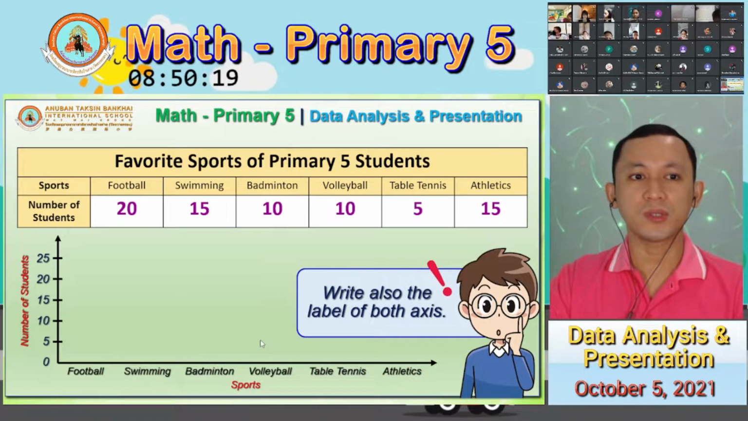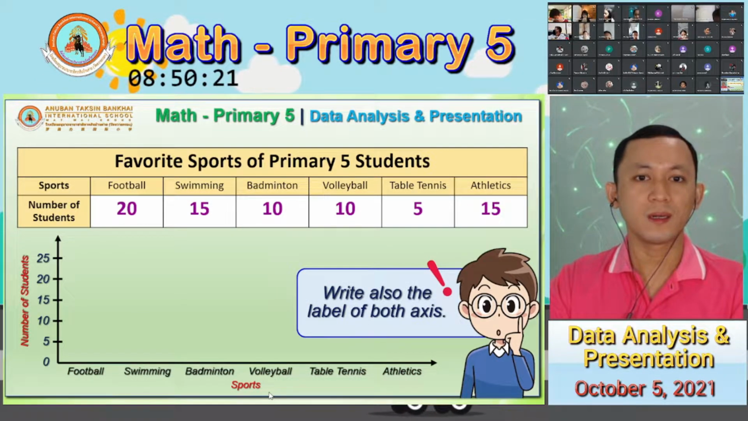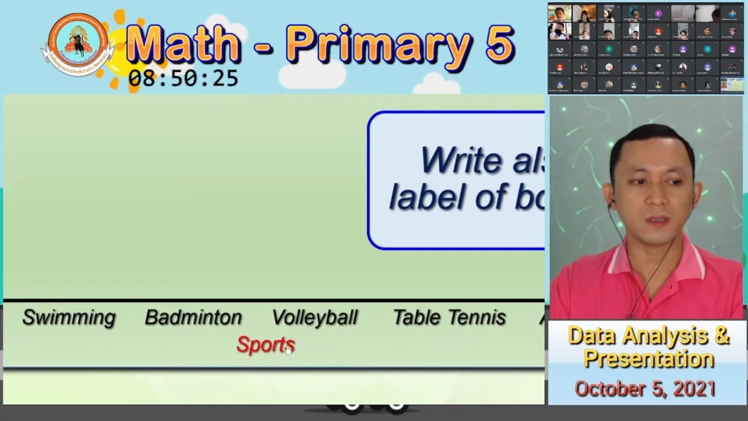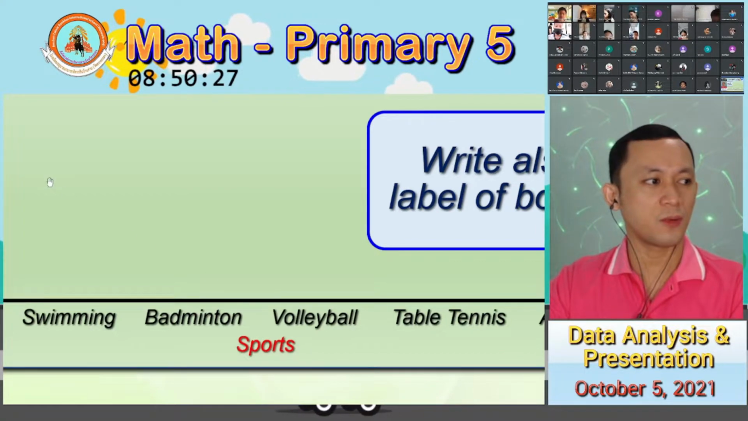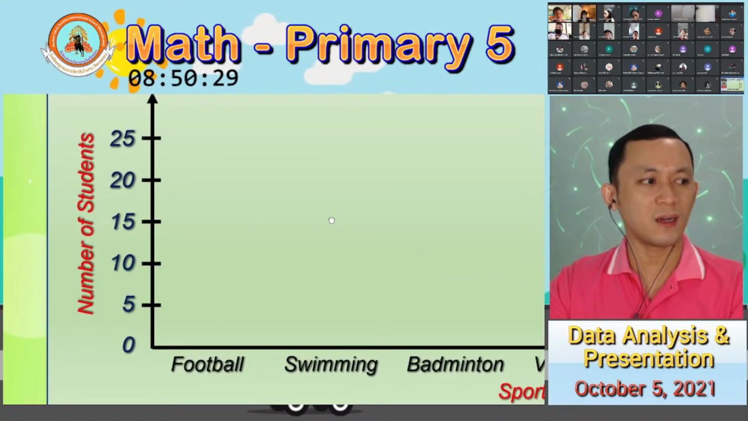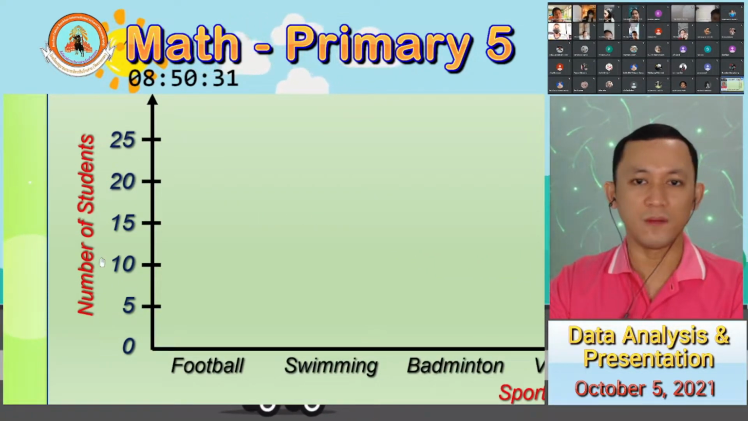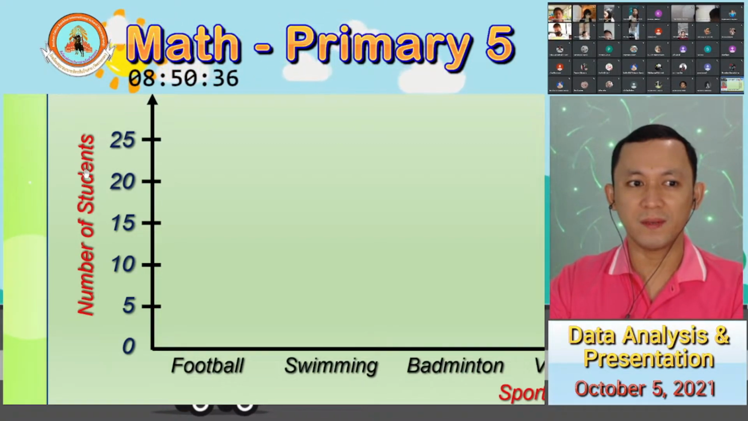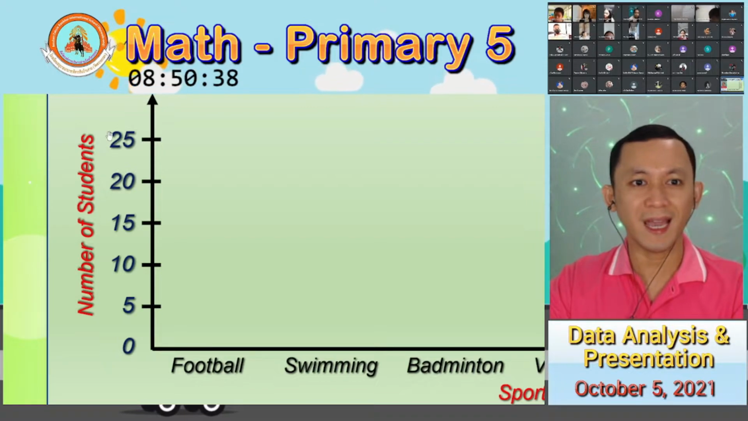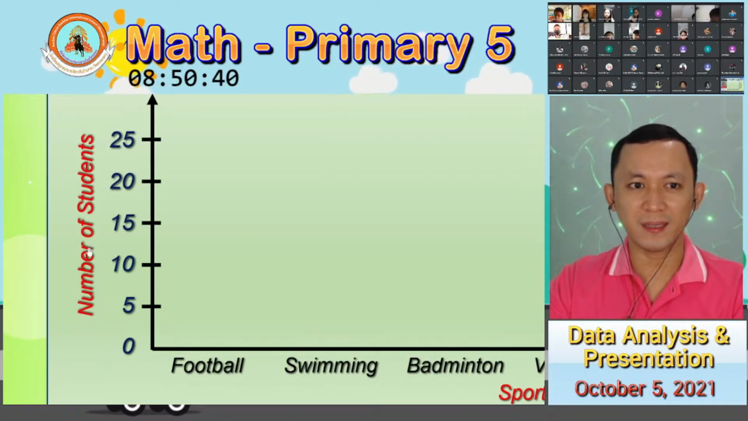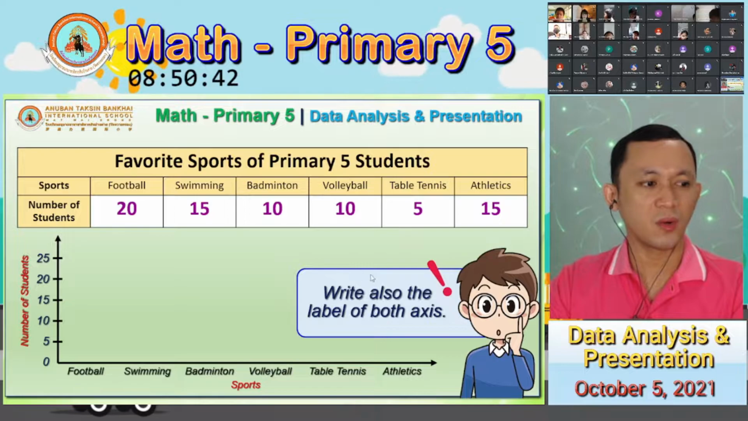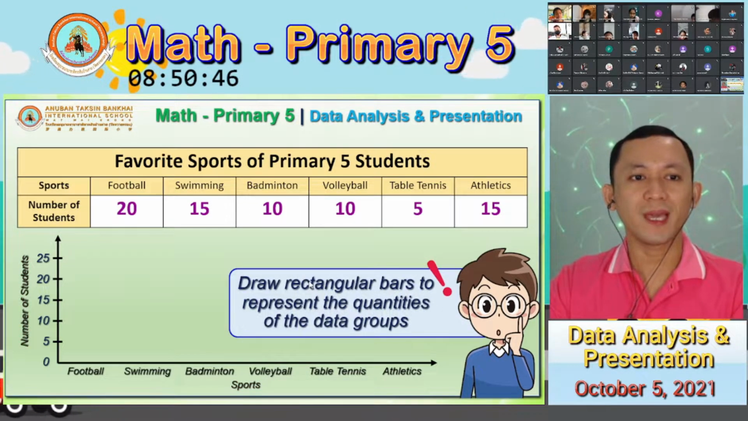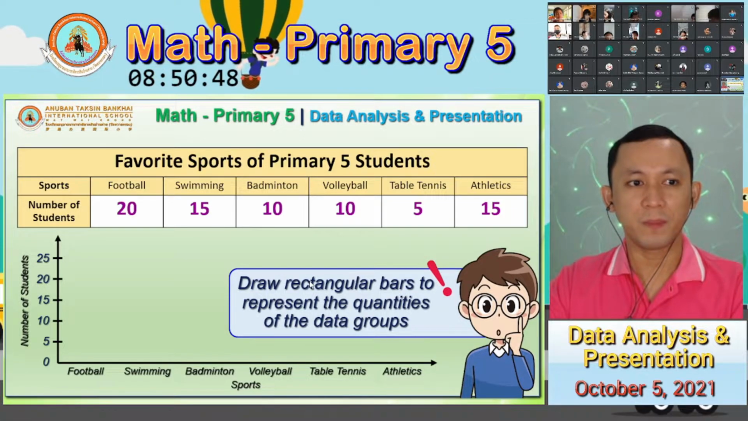We are also going to write our labels. Teacher, these are the sports. And teacher, these are the number of students. Okay, so you are going to write that. If you have that, therefore we can now draw our bars.